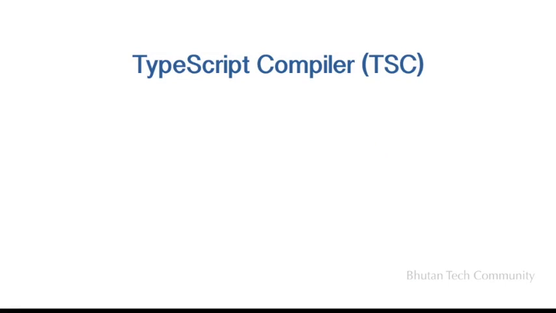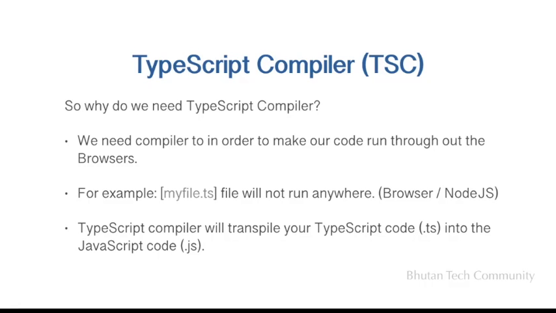So, what is the TypeScript compiler? TypeScript compiler is a process where your TypeScript code is compiled into JavaScript. Why do we need a compiler? Because in order to make our code run throughout the browsers, we need this compiler. For instance, we have myfile.ts. TypeScript uses the .ts extension in its files.